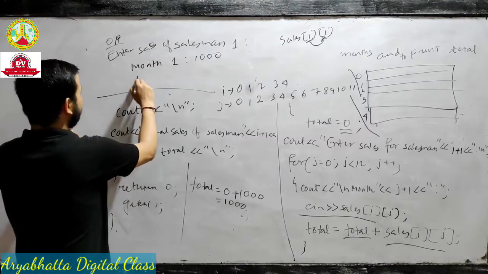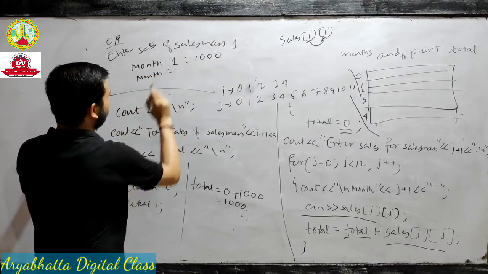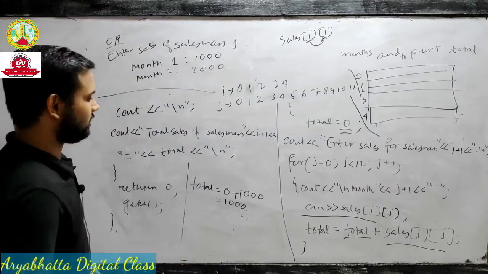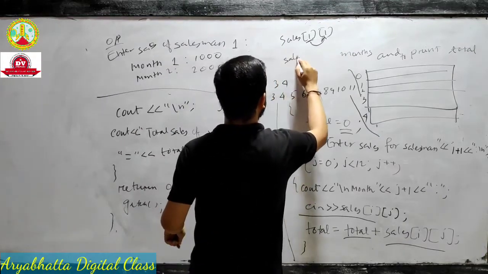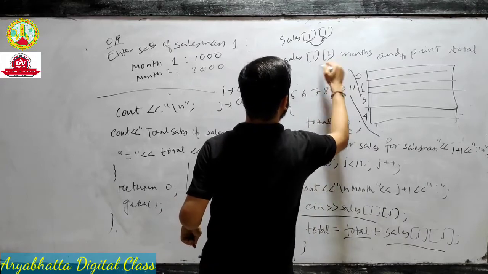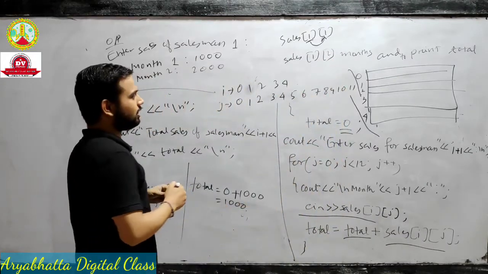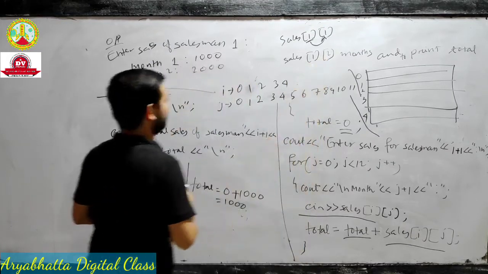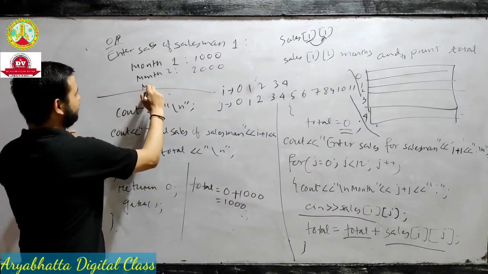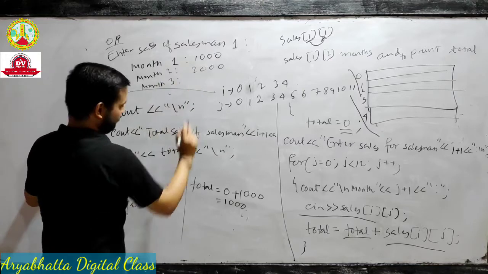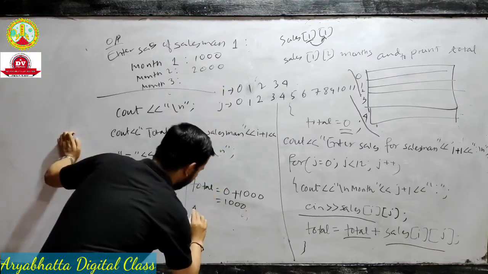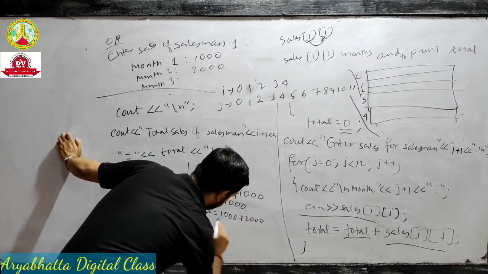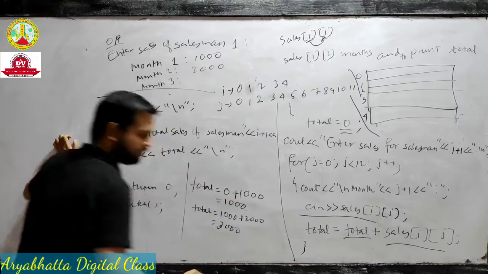For month 2, suppose he or she sells 2000. Now 2000 is sales 1 2. It is 1 2 because salesman number one sells in the second month. Like that, month 2 is 2000, so now what will your total be? 1000 plus 2000 means 3000.